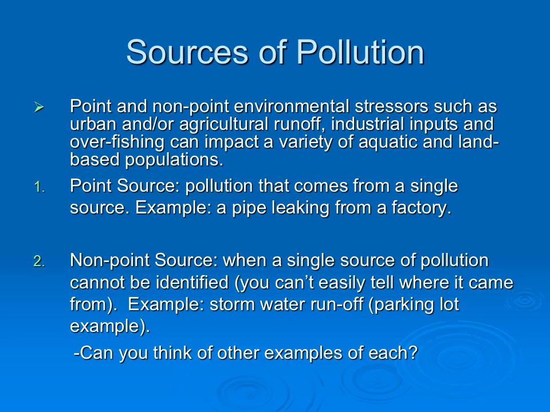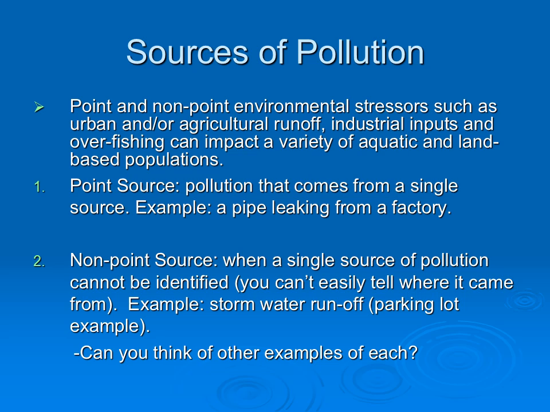So there's different sources of pollution. There's called point and non-point sources. Point source pollution means you can figure out exactly where it comes from. It comes from a single source. Great example of point source pollution is a pipe leaking from a factory. You can see it, you know exactly where in the factory it's leaking from.